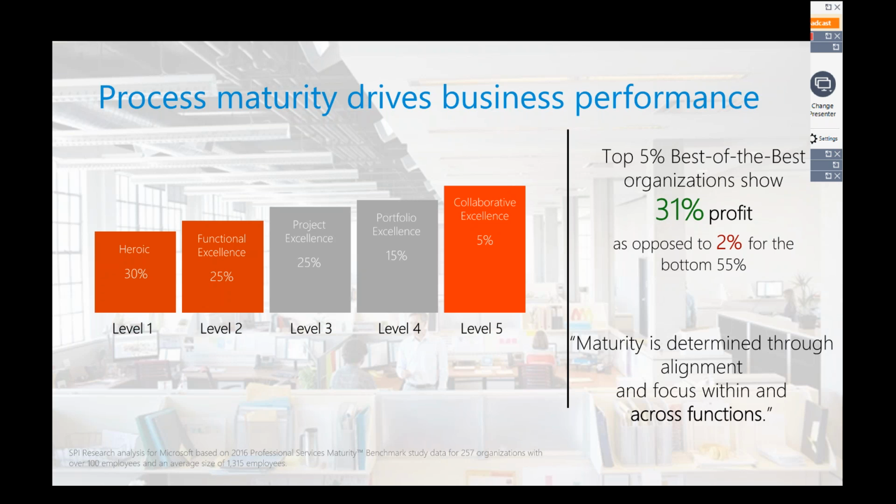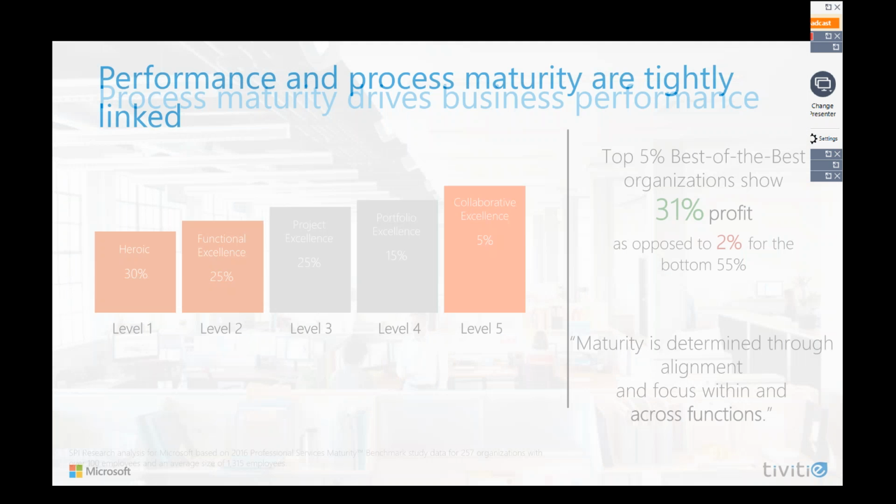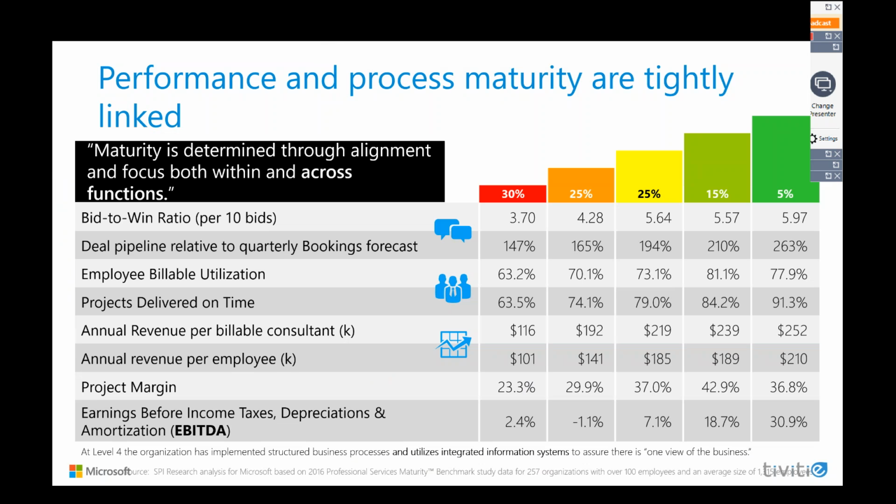And even if you look at it in more detail, whether it be improving across each of these maturity levels, whether it be bid to win ratios, deal pipeline relative to meeting your quarterly bookings forecast, billable utilization, projects delivered on time, etc., or profit margin, these things all improve as you go through and get better at these processes and do things in a more succinct and cohesive manner.